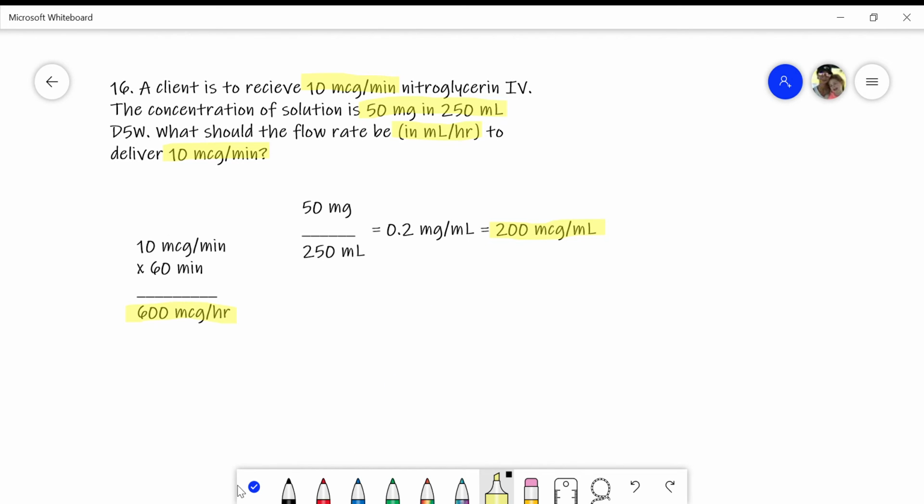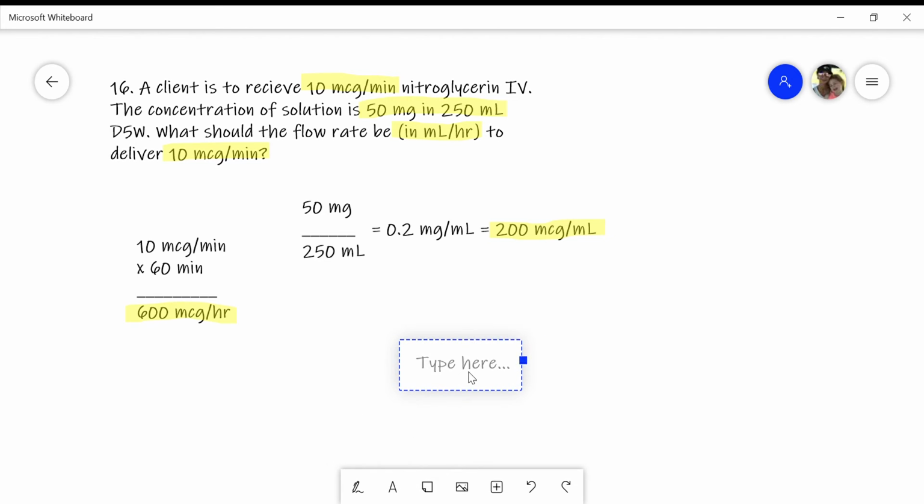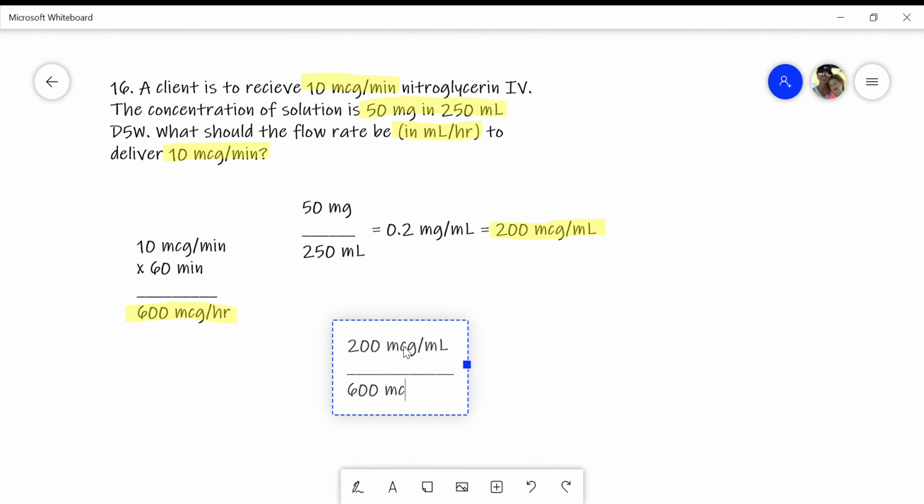So we're going to take our 200 micrograms a milliliter that we have available, and we're going to divide that by the 600 micrograms an hour that we're looking for, and that's going to give us 3 milliliters an hour.